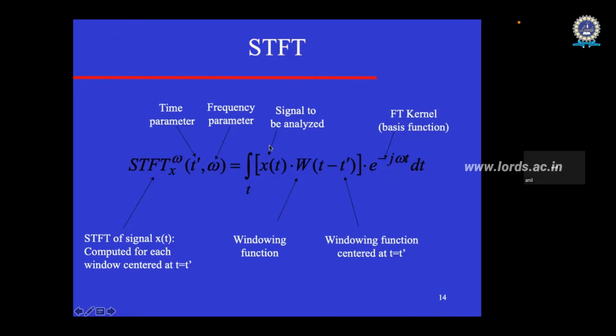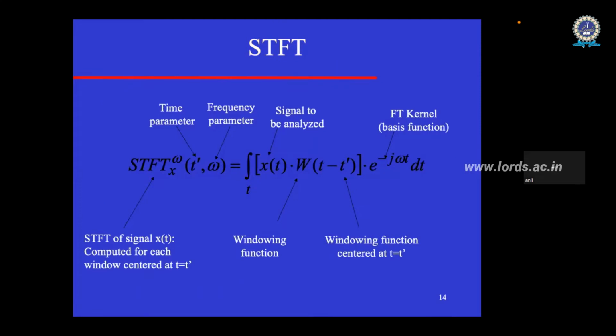You already know the Fourier transform, right? The Fourier transform of x(t) is the integral of x(t) e^(-jωt) dt. In that, I am introducing something called a window function, and that window will move.